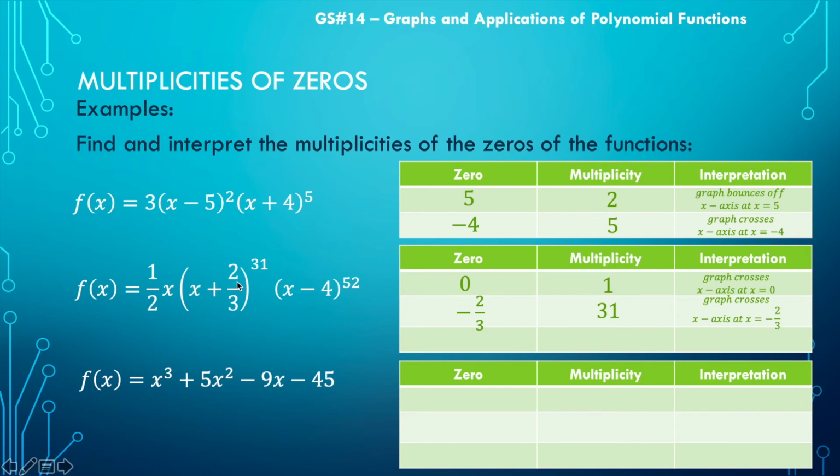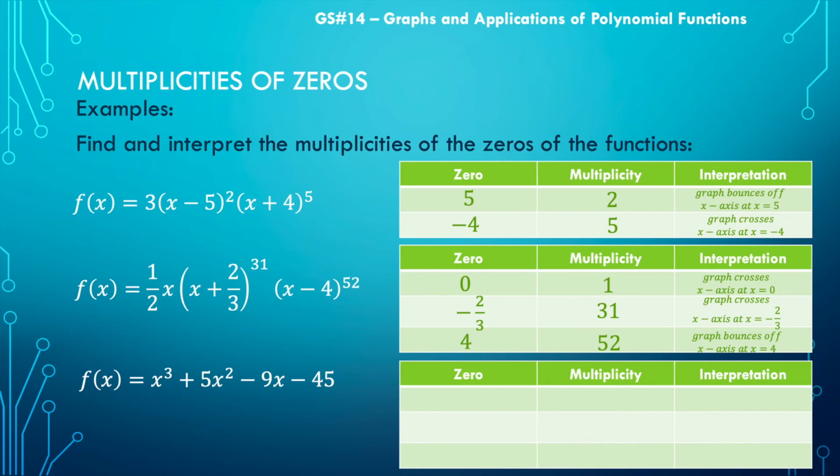The last factor for this function, x minus 4, if we set it equal to 0, we'll get a zero of x equals 4. It's going to have a multiplicity of 52, which is an even number. And that means that the graph will bounce off the x-axis at x equals 4.